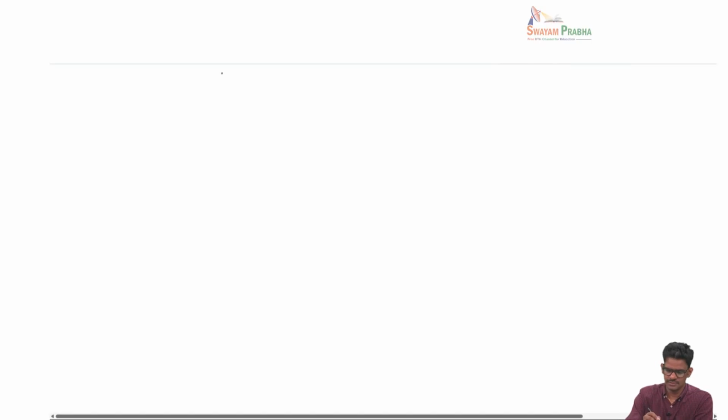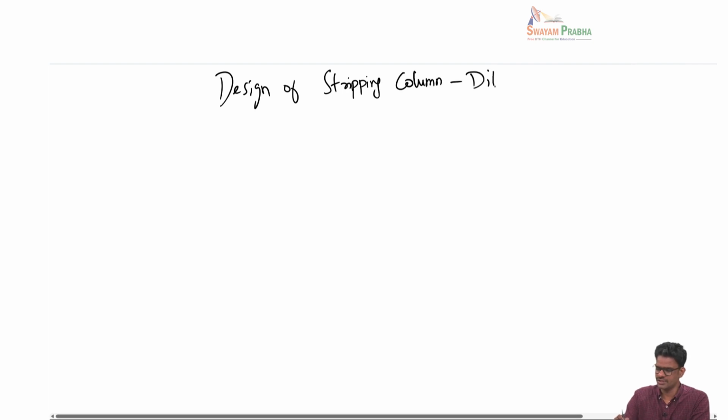So now what we are going to do is the design of a stripping column. Same equipment, now the operation is switched. Instead of removing the solute from the gas to a liquid, we will do the reverse. We want to remove a solute from a liquid to a gas. So that is called the stripping operation. So, design of stripping column. Again, we are going to use this dilute mixture concept.